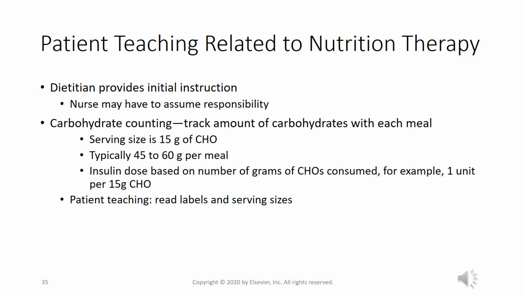So I don't expect you to become an expert in carb counting, but 15 grams is one carb serving. Meals are typically 40 to 60 grams of carbs per meal. If a client is on carb coverage, they're going to have a prescription from their physician that says 1 unit of aspart insulin per 10 grams of carbs ingested, or 15 grams of carbs ingested. And that's why it's important to read a food label to know what a carb serving is, to be able to count your carbs if you're on carb coverage.